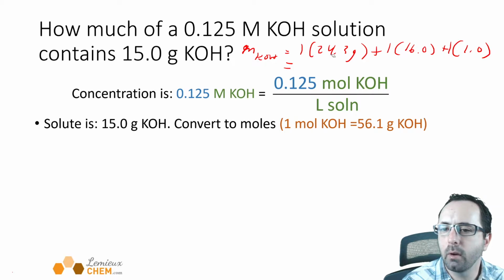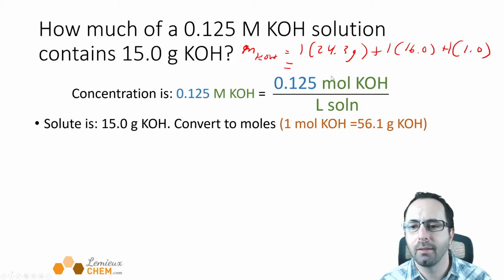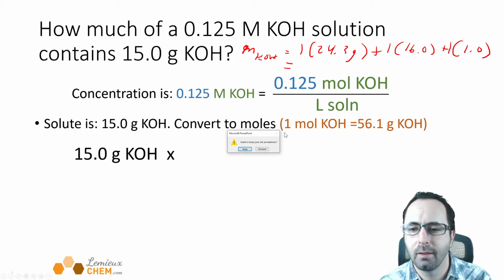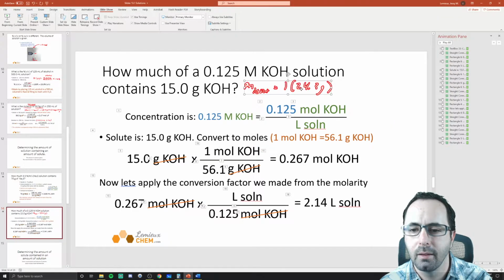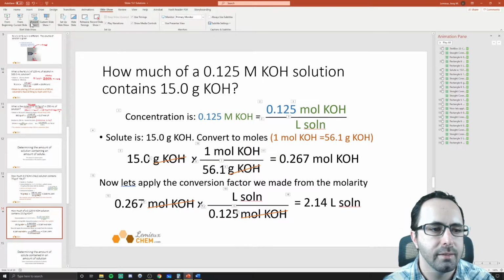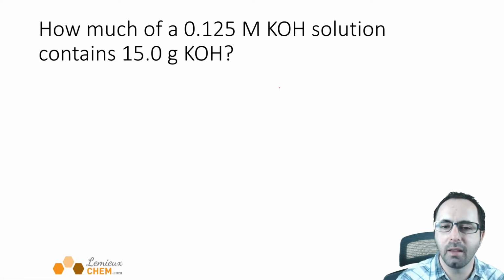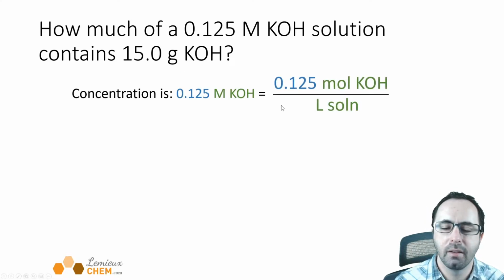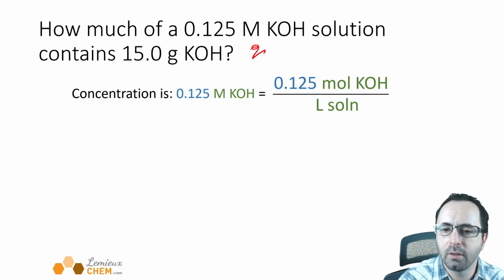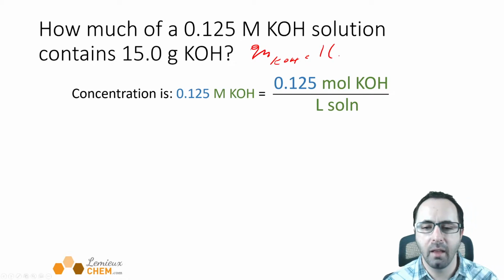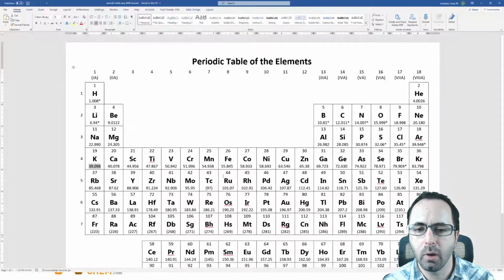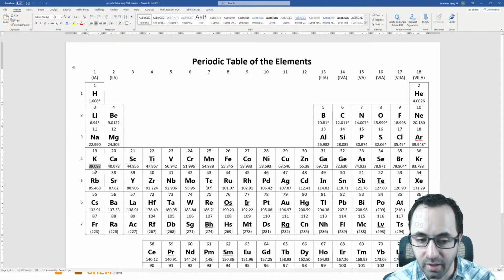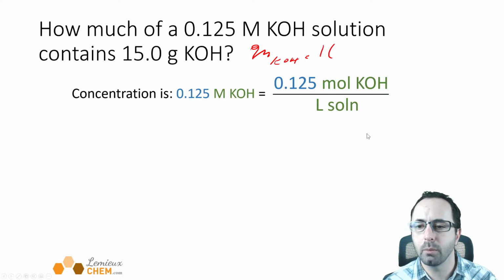Eraser, erase the 24.3. Oh no, it won't erase. Okay, wow. Okay, let's try again. So it's going to be the molar mass for KOH. It's going to be 1 times the mass of the potassium, which was 39.1, not 24.3, and hydrogen, which is 1.0, oxygen, which is 16.